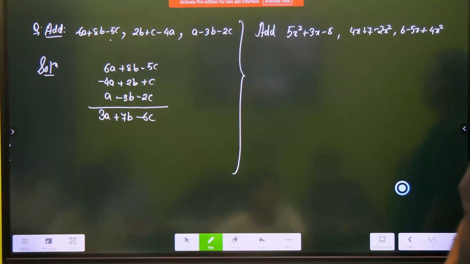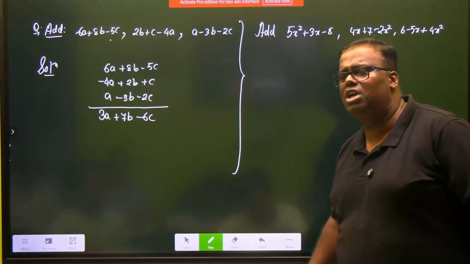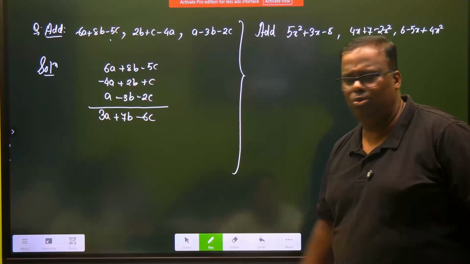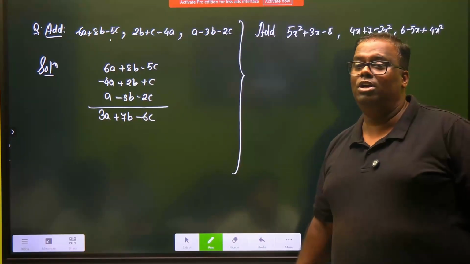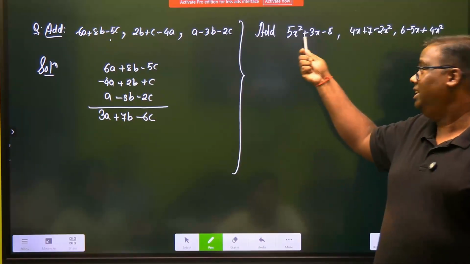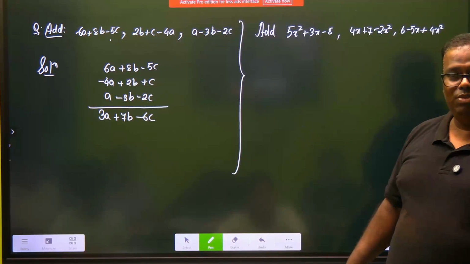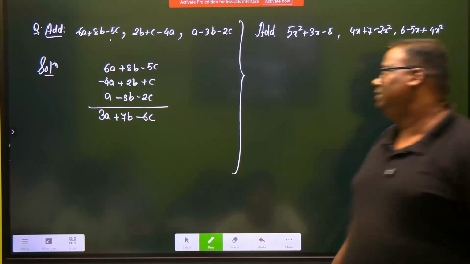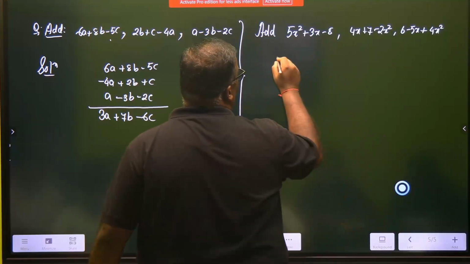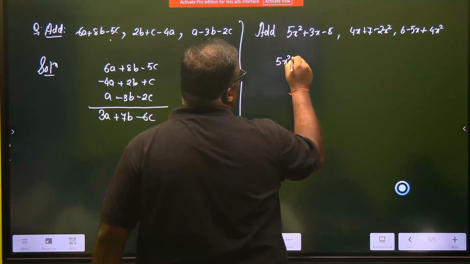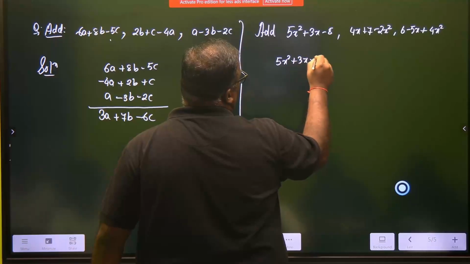Now you can ask me, sir, why are you always writing Malhotra, Saxena, Kapoor? No, I will go by the order. What is the order? Degree is 2. And the way we write it is in the order of decreasing degree. Honor it. So let's write 5x square plus 3x minus 8.